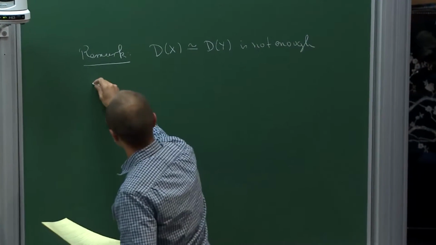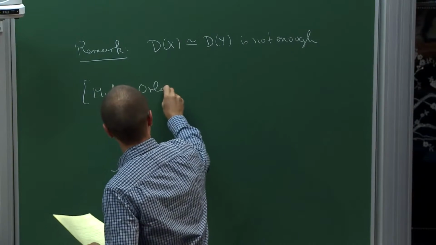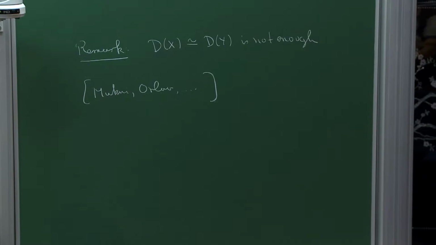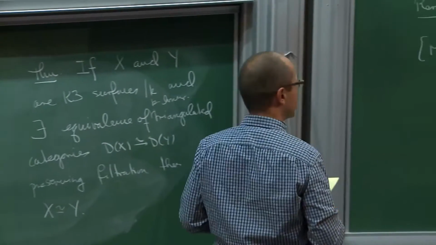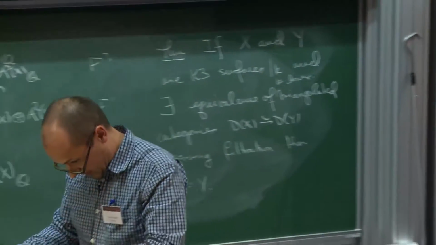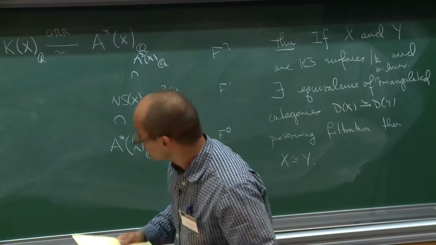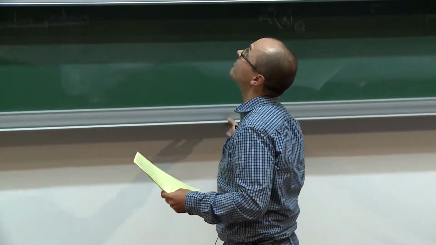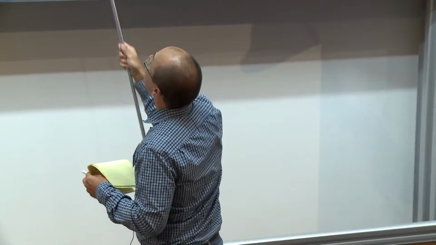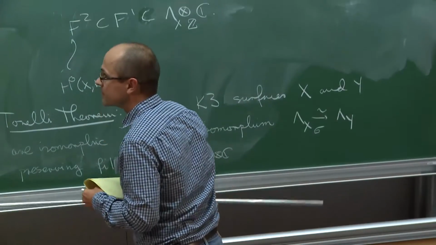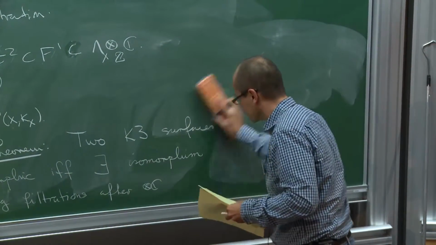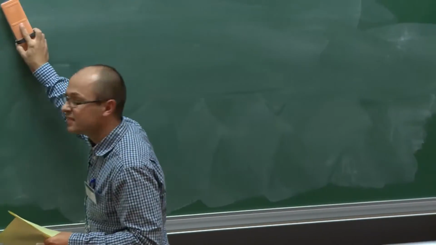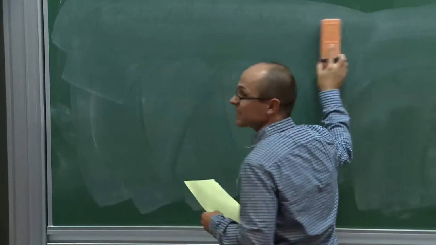Okay, so this is very classical, Mukai, Orlov, many people. So you can't just ask for equivalence of triangulated categories. This is not enough to imply that X and Y are isomorphic. But actually this result, as I'll explain, will tell you exactly to what extent that fails. Do you need to assume that Y is a K3 surface? No, that follows from having the equivalence of triangulated categories.